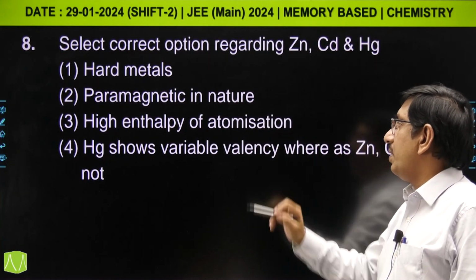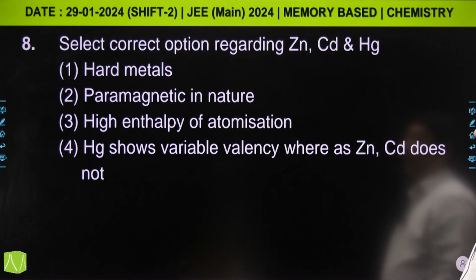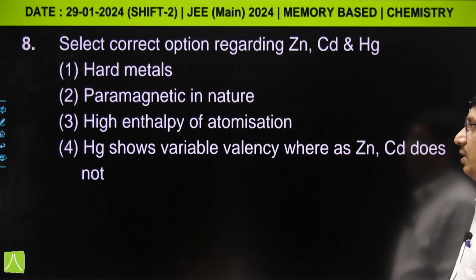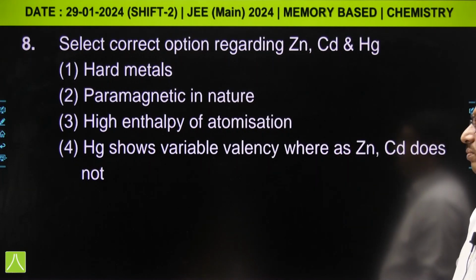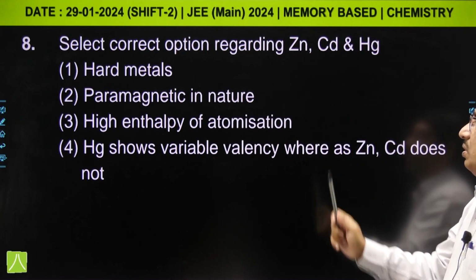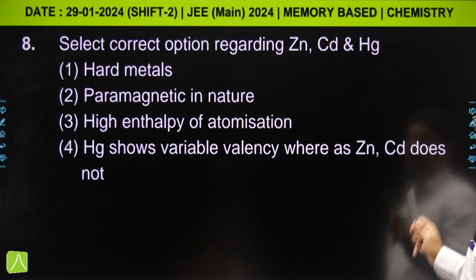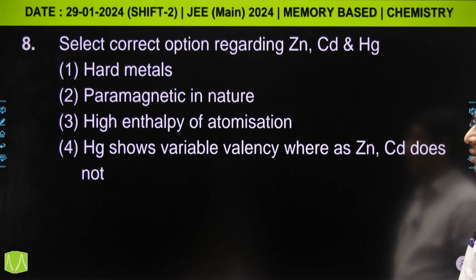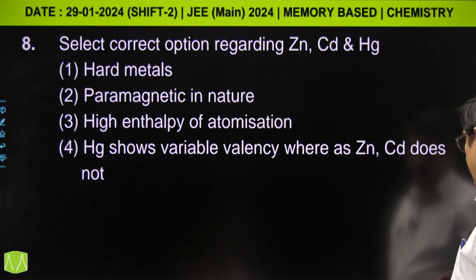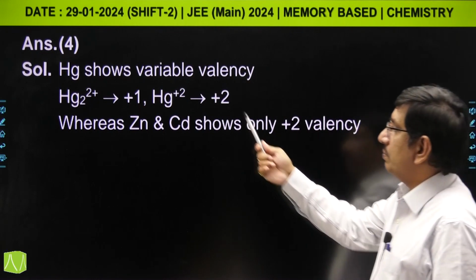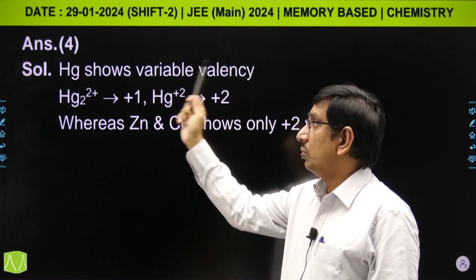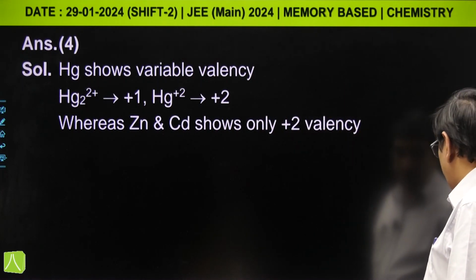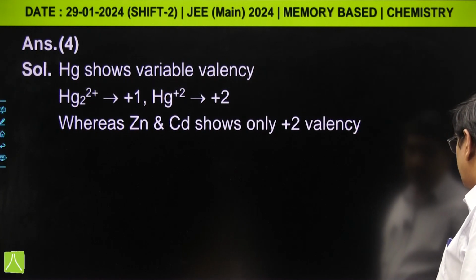And high enthalpy of atomization, here enthalpy of atomization is less due to less metallic bond strength. And mercury shows variable valency, whereas zinc and cadmium do not. Yes, it is correct. So, the first three are incorrect and only the fourth one is correct, because mercury can exist in +1 and +2 oxidation states. So it shows two variable oxidation states, that is +1 and +2. So, only the fourth option is correct.